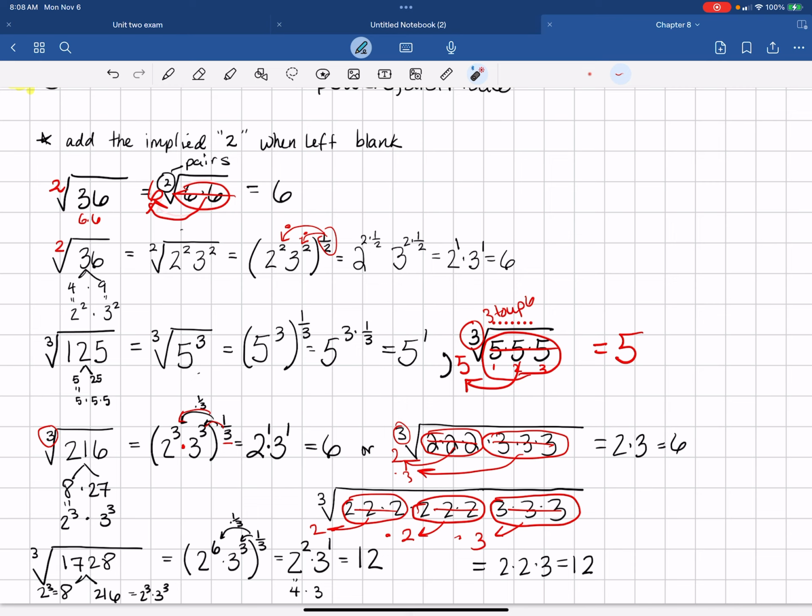If you wrote them all out, 6 of these 2's and 3 of the 3's, this set of 2's pulls out a 2, this set of 2's pulls out a 2, and this set of 3's pulls out a 3.